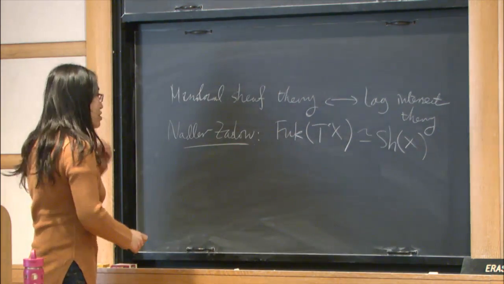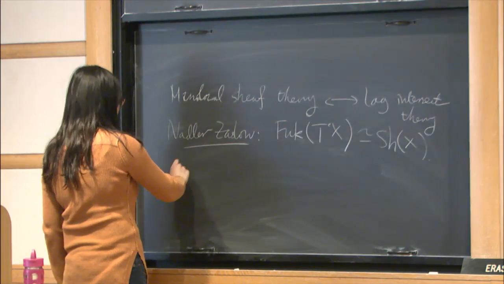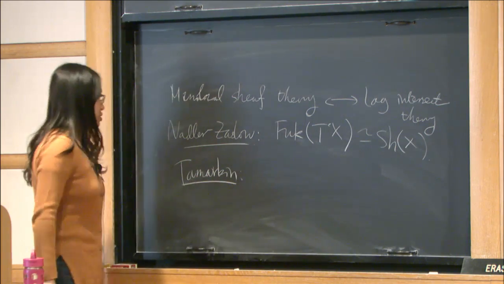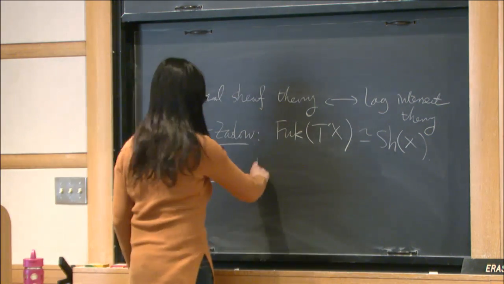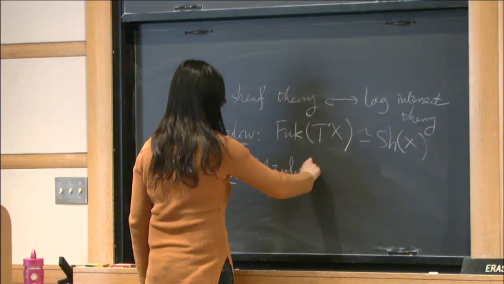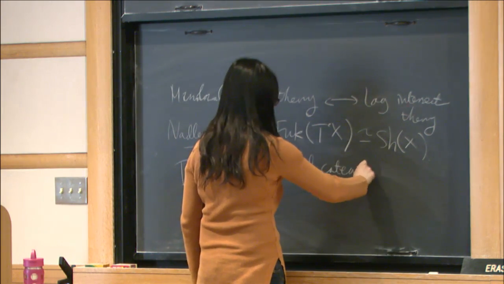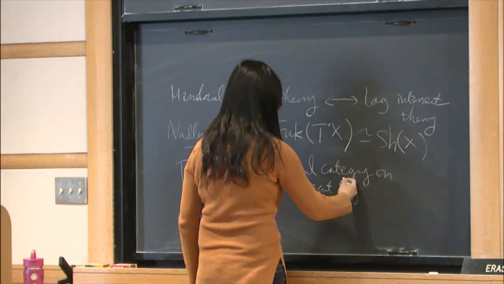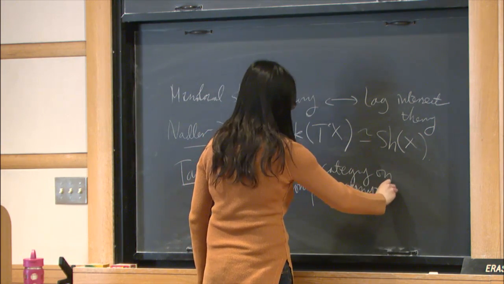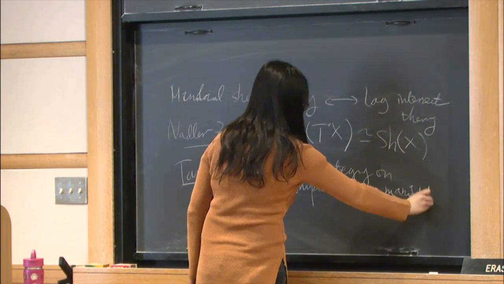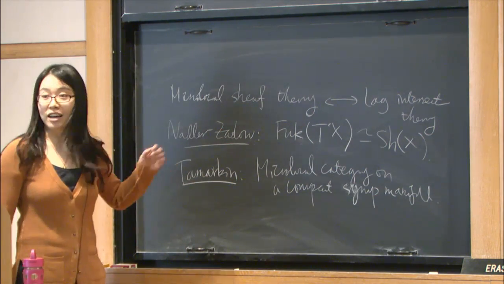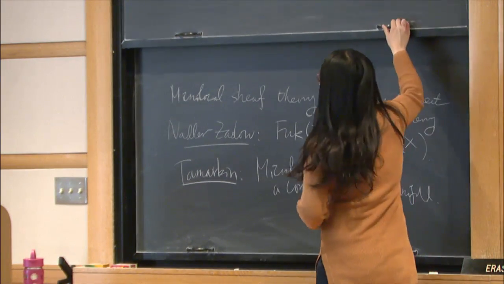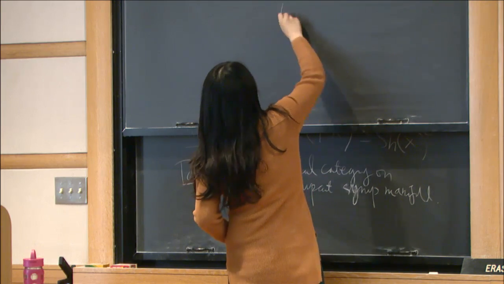Okay. And more recently, there's a work by Dima-Tamarkin, who has given a definition of a microlocal category on a compact symplectic manifold, which is expected to be equivalent to the Fukaya category. Okay. So then in this talk, this work is joint with David Schumann.